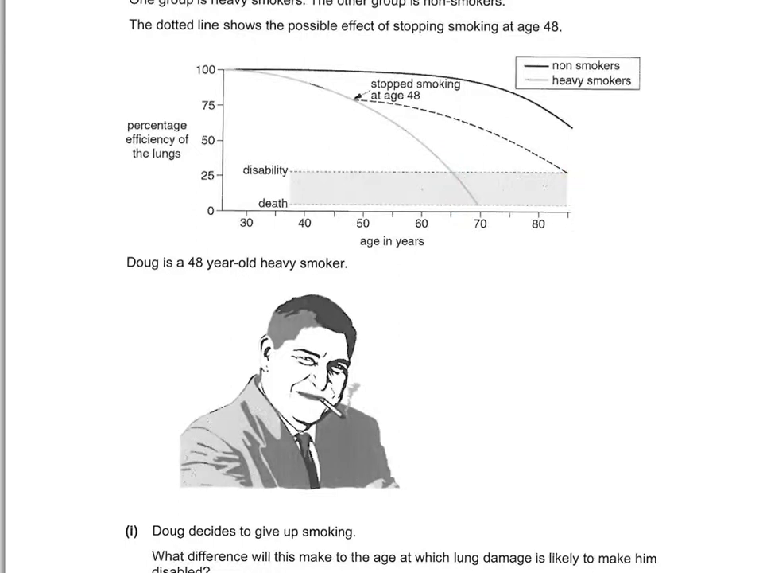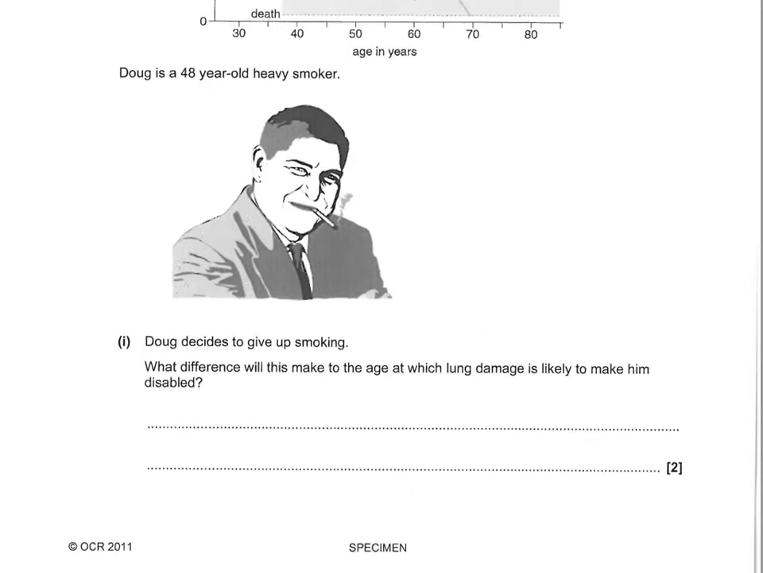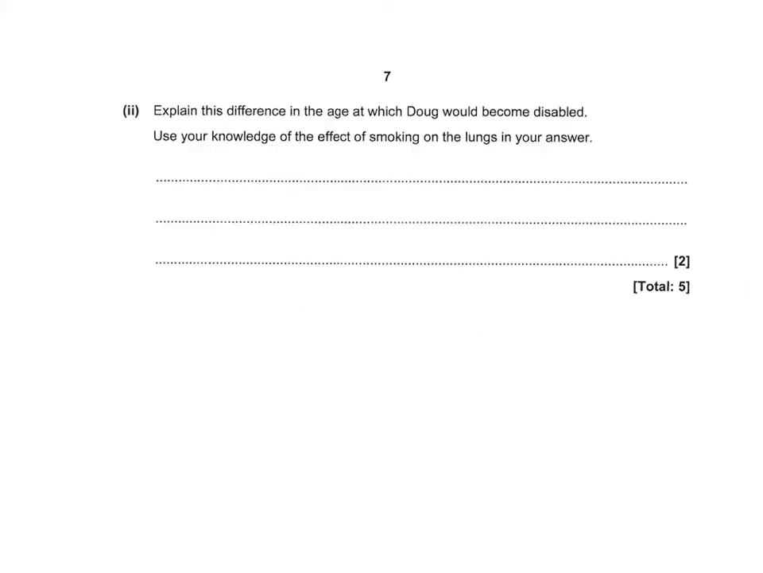that's 20 years. So 1 mark for saying it takes him longer to become disabled, and 1 mark for saying the length of time, so that's 20 years.